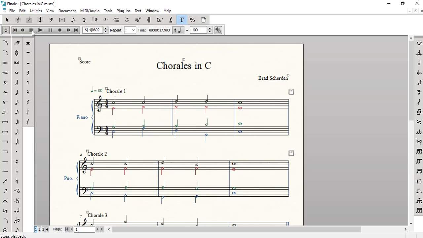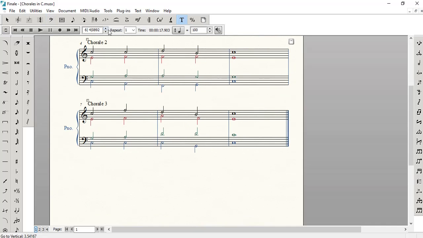So that's what we've analyzed so far. While we're in Finale, let me go ahead and come on down to chorale 3, which is what we are going to analyze today. We're going to start right here, and this is what chorale 3 sounds like.